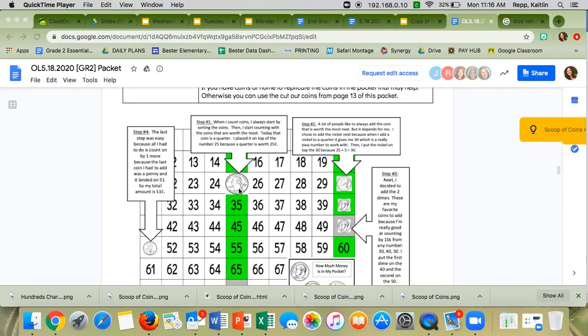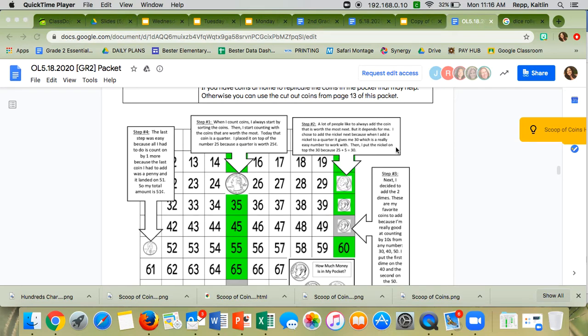If the largest coin that you had was a dime, you would place your dime on top of the number 10 because a dime is worth 10 cents. But we're starting with a quarter. Step number 2. A lot of people like to always add the coin that is worth the most next. But for me, it depends.